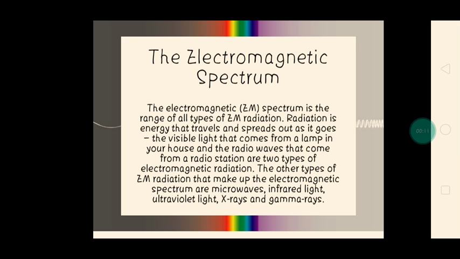What is the electromagnetic spectrum? The electromagnetic spectrum is the range of all types of electromagnetic radiation. Radiation is the energy that travels and spreads out as it goes. The visible light that comes from a lamp in your house and the radio waves that come from a radio station are two types of electromagnetic radiation.